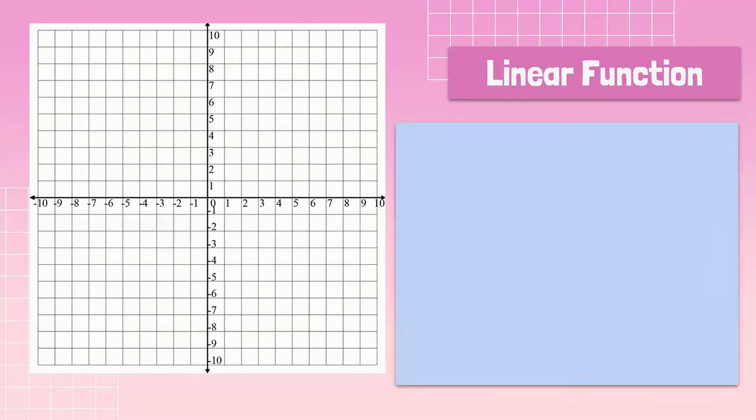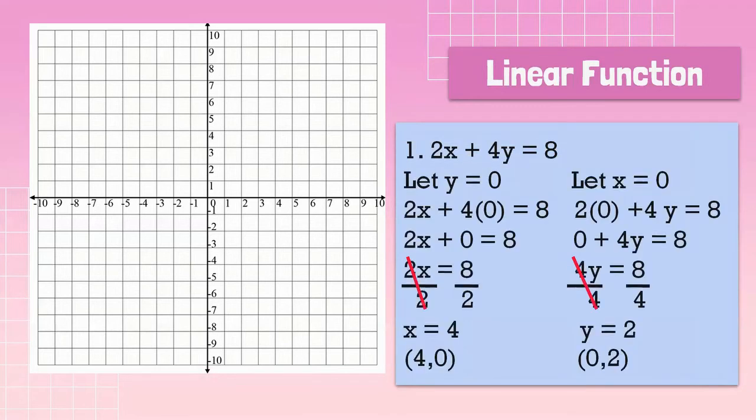Next. Step 1. Let y be 0. 2x + 4 times 0 = 8. So 2x = 8, divide both sides by 2. So the answer is x = 4 or (4, 0).